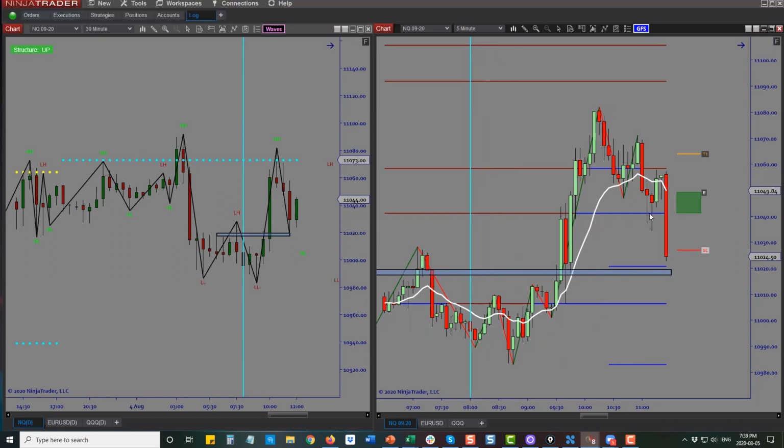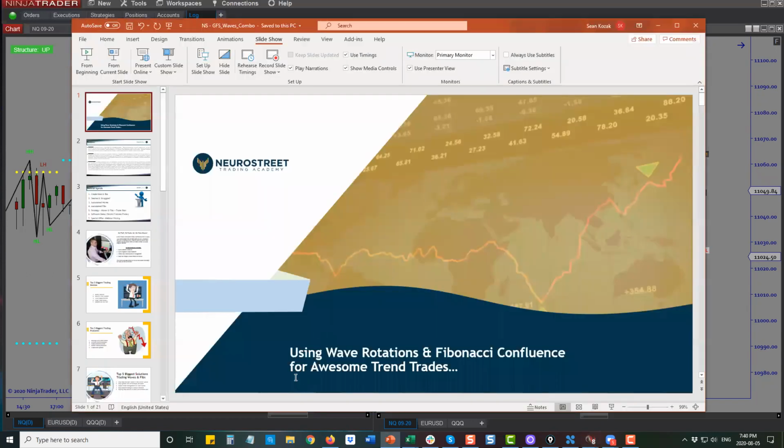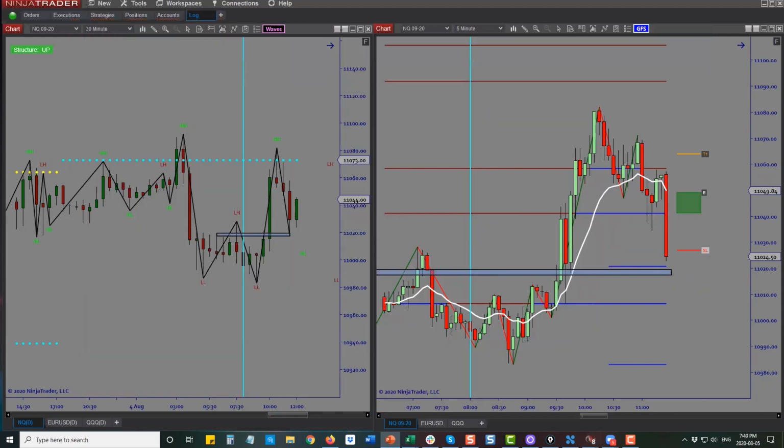I personally don't trade these reversals, and I'm going to explain why. Because the whole concept of today's lesson is trend trading, using for awesome trend trades. So to me, these are not trend trades, and it's harder to trade reversals. And that's why I want you to not take these levels, and I want you to catch the trend on the way up. That's the whole key, is trading the impulse.